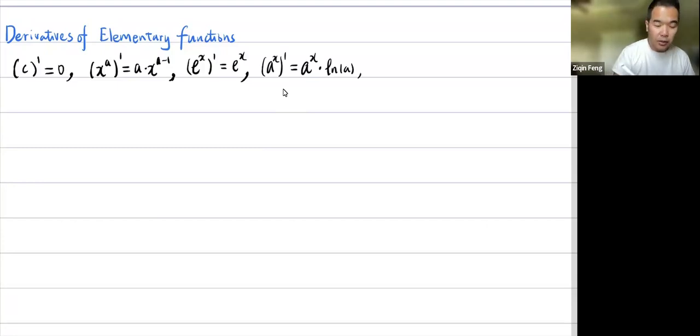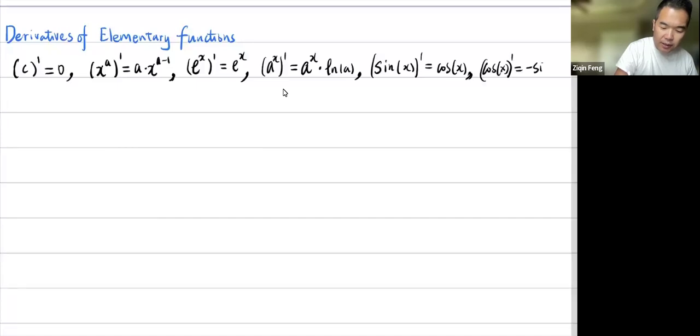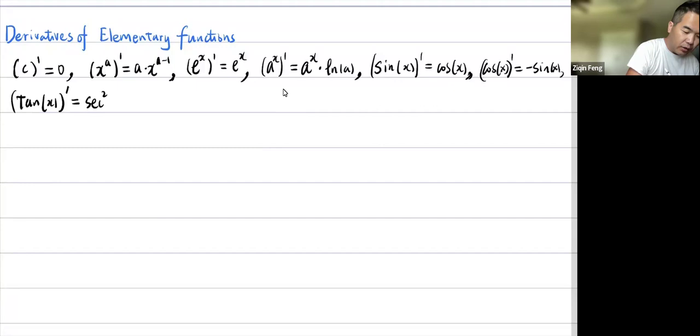Then we discussed trig functions. We know that sine of x prime is cosine of x, and cosine of x prime is negative sine of x. Then we have the derivative of tangent. Tangent of x prime is secant squared of x. Right, so that's all the trig functions we need to know.